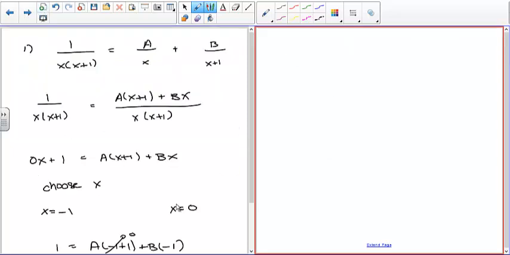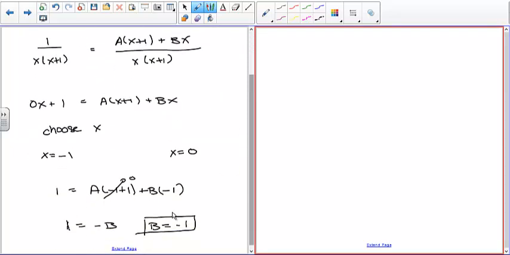The second part is where we let x equal 0. So I'm just going to do this separately. You plug x equals 0 in here, so you get 1 is equal to a times 0 plus 1 plus b times 0. That term goes out. So we're left with 1 is equal to a, or a is equal to 1.